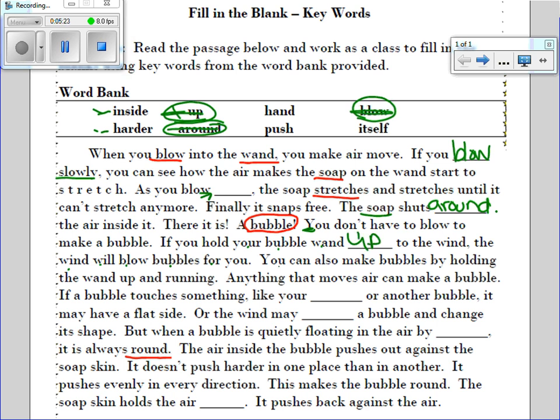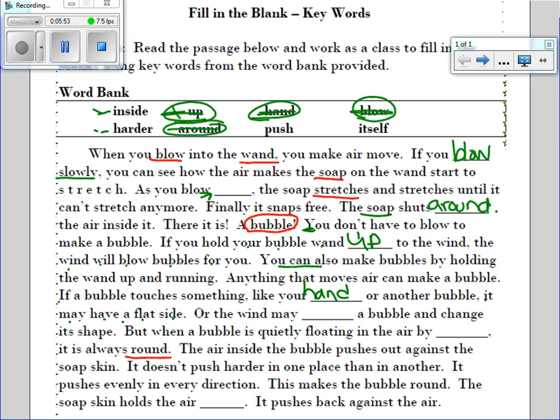You can also make bubbles by holding the wand up and running. Anything that moves air can make a bubble if a bubble touches something like your or another bubble. Oh, I have to keep reading. It may have a flat side. Oh, so that says if it touches something like your it may have a flat side. I think that would be like my hand because that would kind of crush it. So I'm going to put hand in there.